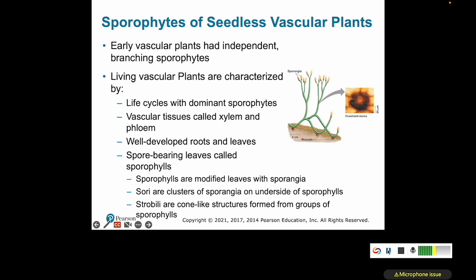Seedless vascular plants tend to have well-developed roots and leaves. There is one type of a seedless vascular plant that doesn't. We'll mention that. But for the most part, they are starting to have well-developed roots and leaves. So instead of just rhizoids, they're developing into actual roots. And their spore-bearing leaves are called sporophylls. Sporophylls are modified leaves that have sporangia on them. And a couple of vocabulary words that we may come back to, sori and strobili. Sori are clusters of sporangia on the underside of sporophylls, and strobili are cone-like structures formed from groups of sporophylls.